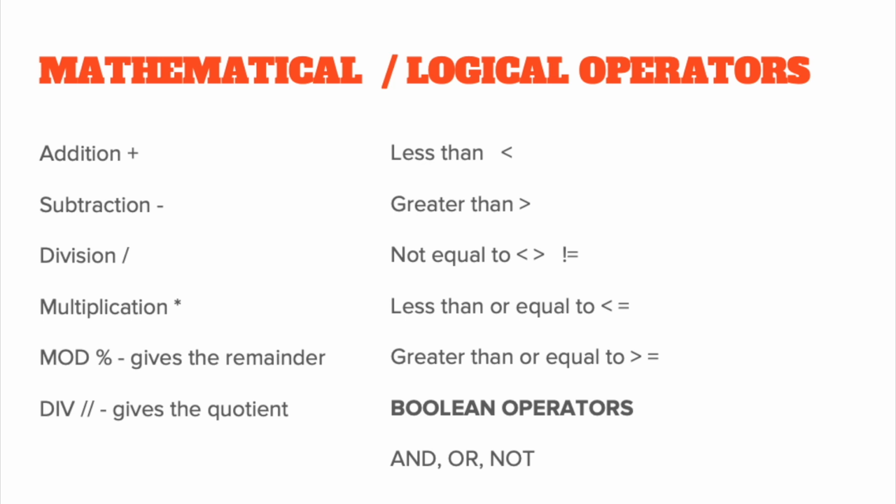Less than and greater than signs are pretty straightforward. Not equal to is the exclamation mark and the equal to sign. It's not the left and right signs which used to be common in pseudocode. It is the exclamation mark and equal to sign together. Less than or equal to is pretty straightforward. Greater than or equal to is again pretty straightforward. Remember, the greater than and less than signs come first, then the equal sign. And finally, Boolean operators are basically and, or, not. We'll look at those operators in a bit more depth.